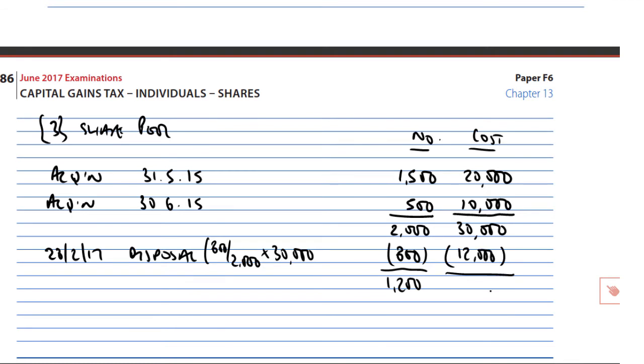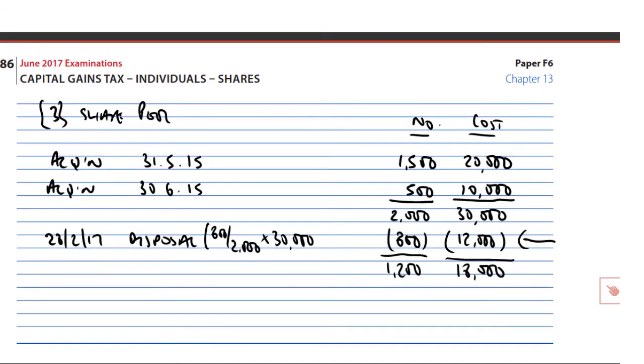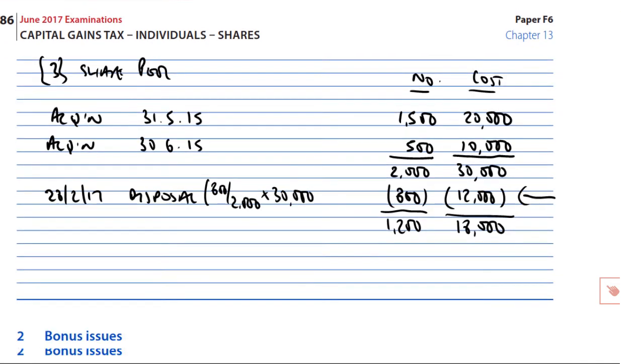£12,000. Now, for future purposes, not that we need it again here, we now know that there remains within the share pool 1,200 shares, and they have an allowable cost of £18,000. But there is the critical information that we now need, and that was the purpose of the share pool. We now know the cost of the shares being disposed of from that share pool.